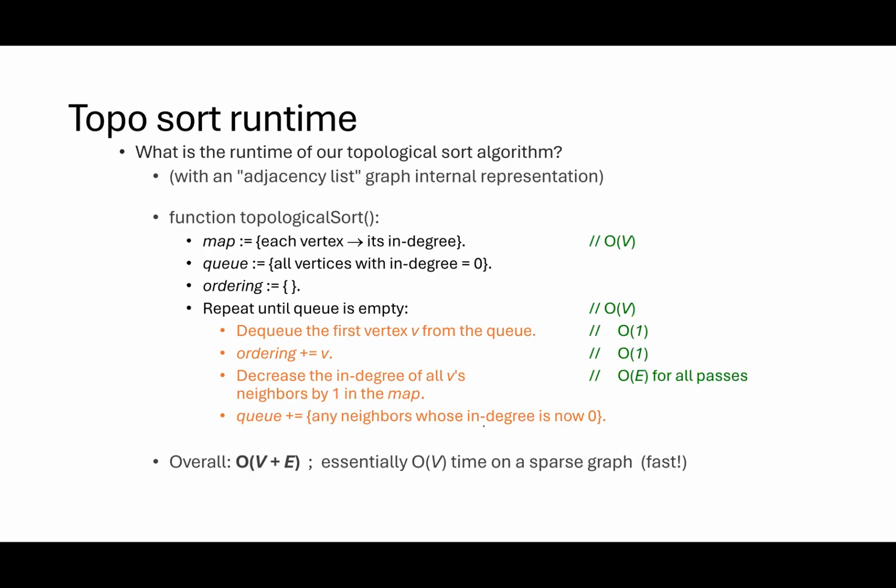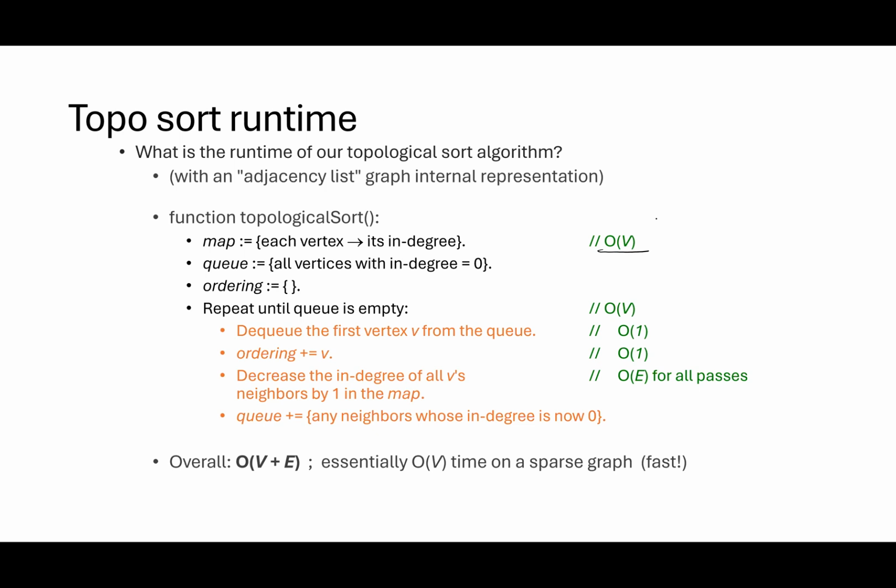So what is the runtime of this algorithm? At the beginning, you see that we are creating a map for each vertex about the in-degree. There are V vertices in total. So once we are creating an in-degree map, this is an order of V operation, right?